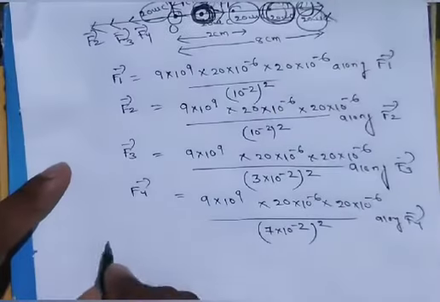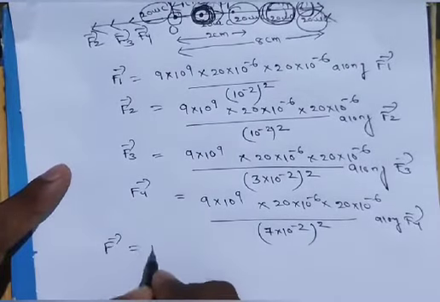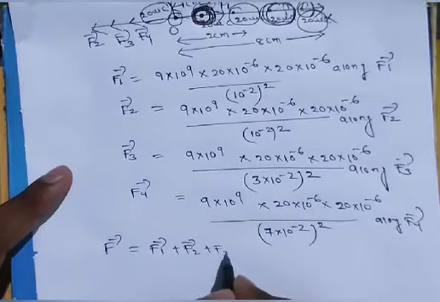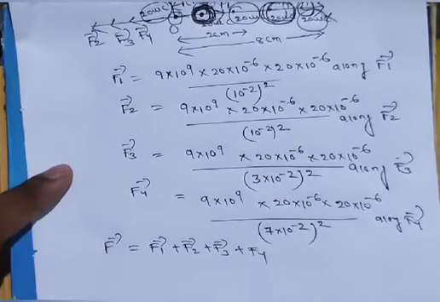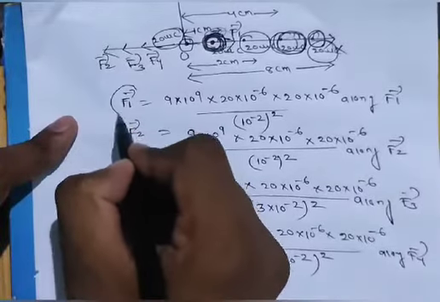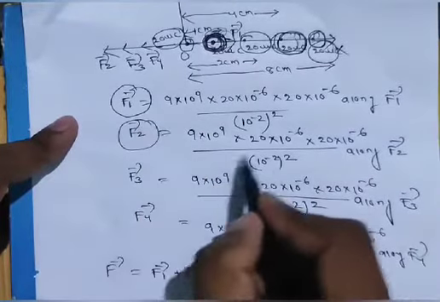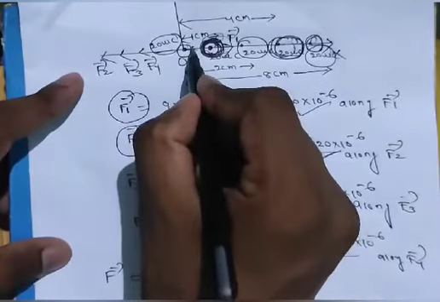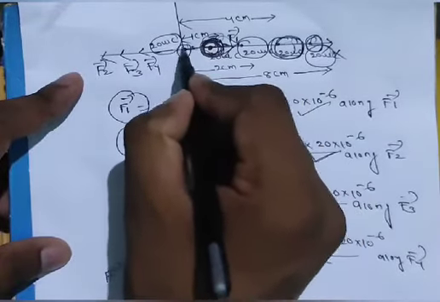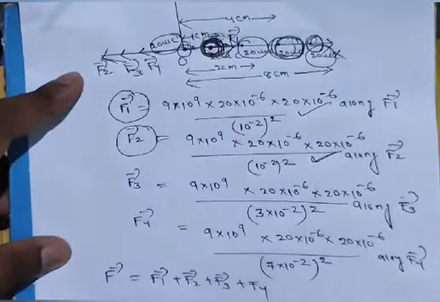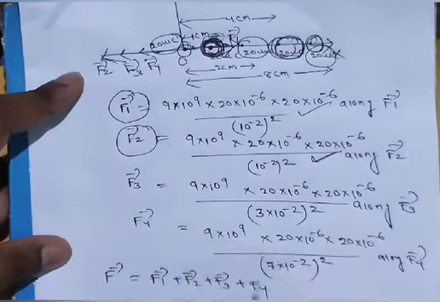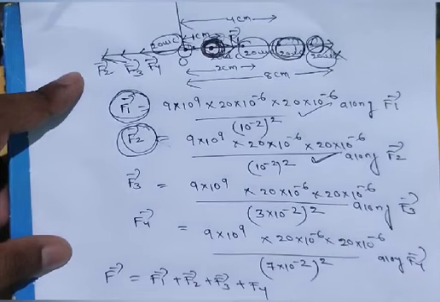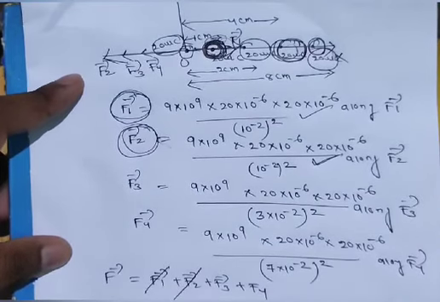It will be simply the vector sum of F1, F2, F3, F4. See, F1 vector and F2 vector have the same magnitude, and F1 is directed along this direction, F2 is directed along this direction. Since they have the same magnitude but are directed oppositely, they will cancel out each other.